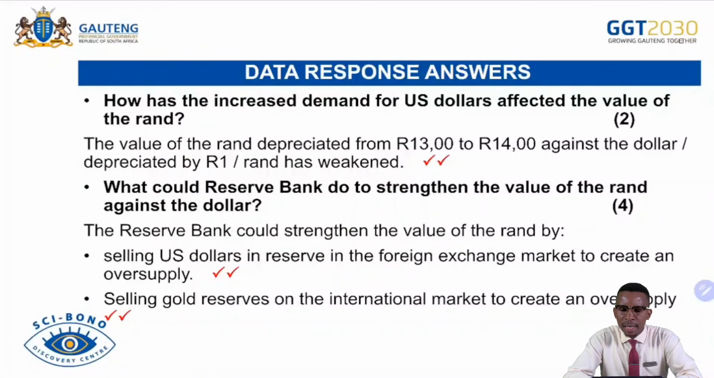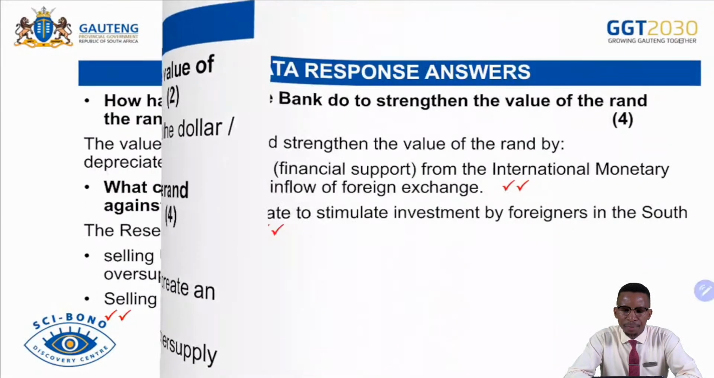How has the increase in demand for US dollars affected the value of the rand? The value of the rand depreciated from 13 rand to 14 rand against the US dollar. Against the dollar, it depreciated by 1 rand, so it has weakened. What could the Reserve Bank do to strengthen the value of the rand against the dollar? The Reserve Bank could strengthen it by selling US dollars from the reserve in the foreign exchange market to create an oversupply, or selling gold reserves on the international market to create an oversupply.